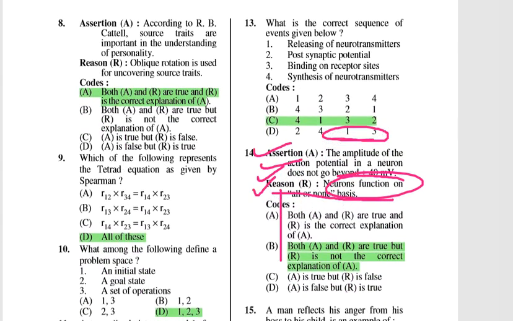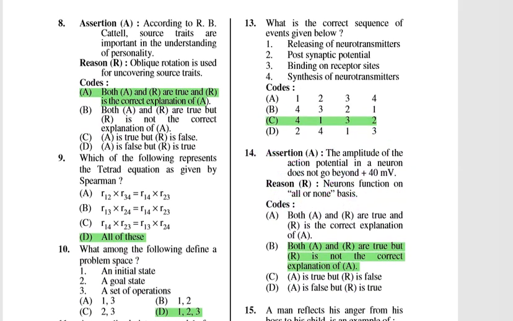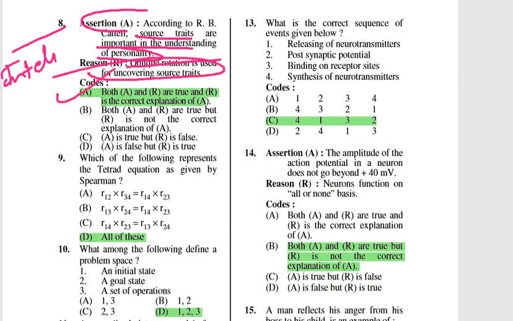The 8th question states that according to R.B. Cattell, with whom we know about intelligence, source traits are important in the understanding of personality. Oblique rotation is used for uncovering source traits. Option A is correct. Both are correct answers.